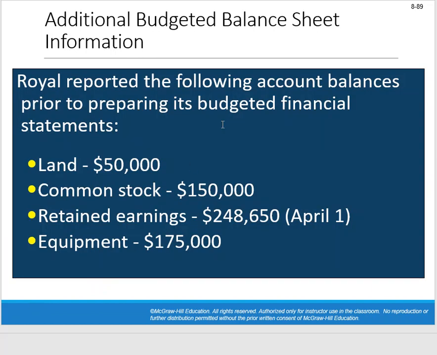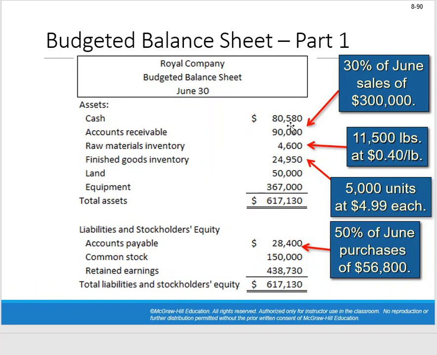And then finally, we do our budgeted balance sheet. So they need to give us some beginning balances for our balance sheet. We've got land of $50,000. Common stock of $150,000, retained earnings of $248,650 at April 1st, and we already had equipment on hand of $175,000. All right, so a lot of information there. Let's go to the balance sheet, see where these numbers come from.